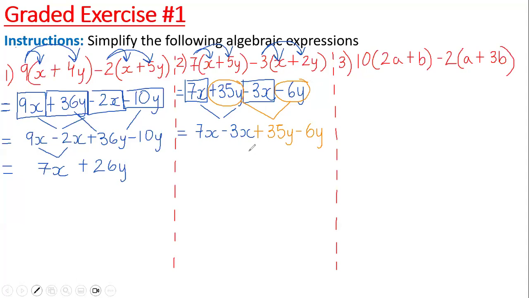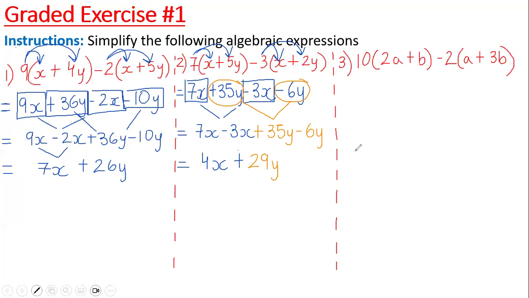All right. And so what we have now is going to be what? It's going to be equal to what is 7x minus 3x? 4x. All right. Plus, what is 35y minus 6y? 29y, right? 35y minus 6y, 29y, very good. So 4x plus 29y, you understand this now?